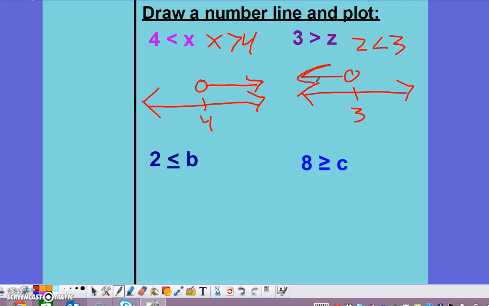Right, our next one, we have 2 is less than or equal to b. So we're going to think of this as b is greater than or equal to 2. I'm going to go ahead and rewrite this other inequality. X is greater than or equal to c, which means c is less than or equal to 8.